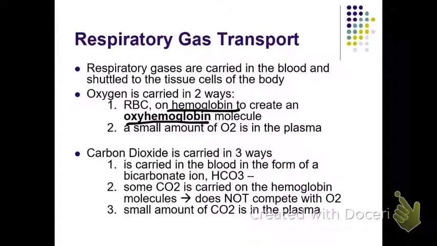And then carbon dioxide is carried in three ways. It's carried in the blood in the form of a bicarbonate ion, which is a part of the blood buffer system to maintain normal pH. And some CO2 is carried on hemoglobin, but it doesn't compete with the oxygen. And again, just like oxygen, there's a very small amount of CO2 within the plasma.